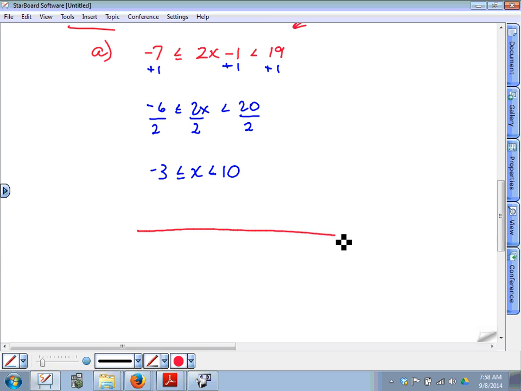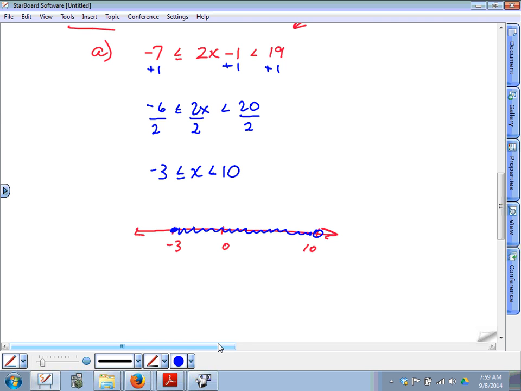representing the solution set on a number line. Closed circle on -3 because it's including -3. Open circle on 10 because it's not including 10. And the solutions lie between -3 and 10. They have to be less than 10 and at the same time greater than -3. So if you were to shade this, it would be anything between there.